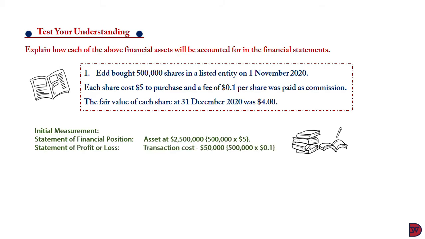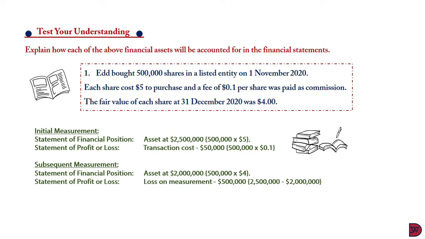The transaction cost of $50,000, that is the 500,000 shares times the $0.1, is to be charged immediately to the profit or loss account. At the reporting date, the shares are to be remeasured to their fair value of $2 million on the statement of financial position. That is the 500,000 times the $4. The resulting loss of $500,000, which is the difference between the 2.5 million and the 2 million, is recognized through the profit or loss account.